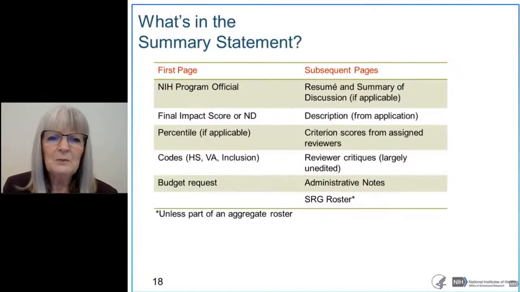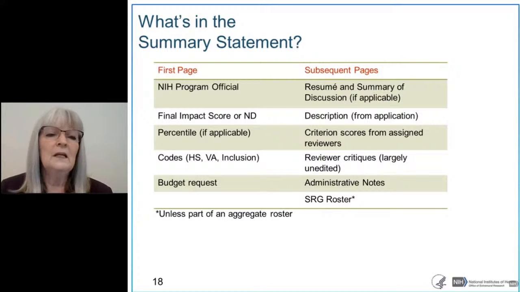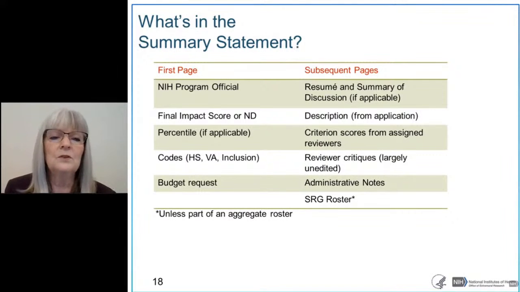So we mentioned that the summary statement would be available within 4 to 8 weeks. And here's just a brief explanation of what would be in that summary statement. This is the final outcome of the initial peer review process. This is the official document that reports the outcome of initial peer review. On the first page, up in the left-hand corner, you will find the name of your NIH program official and that person's contact information. So remember, after release of the summary statement, that person is your point of contact at the NIH. It will give you the final impact score, or whether it was discussed or not discussed.